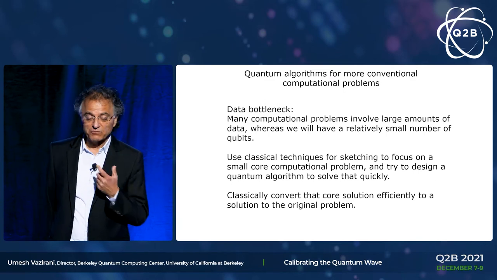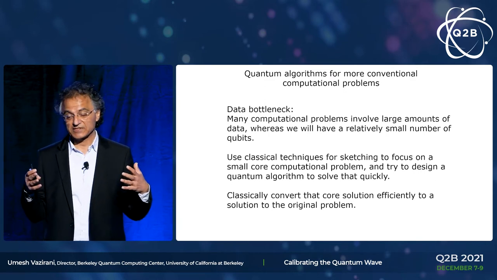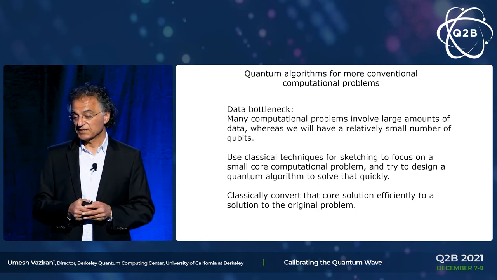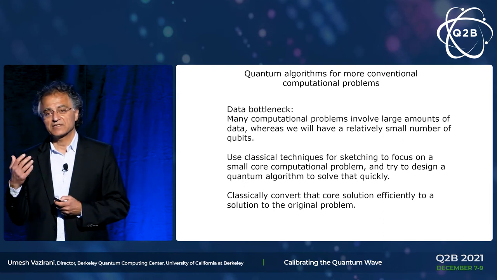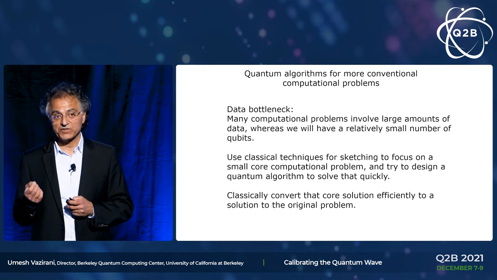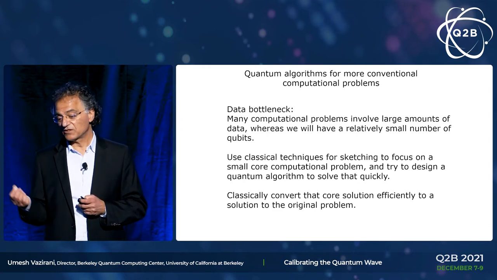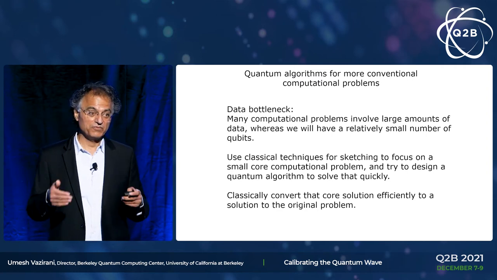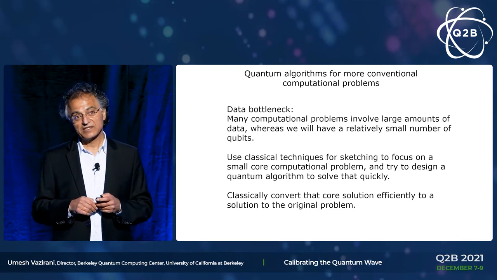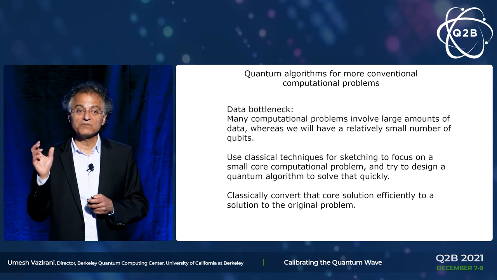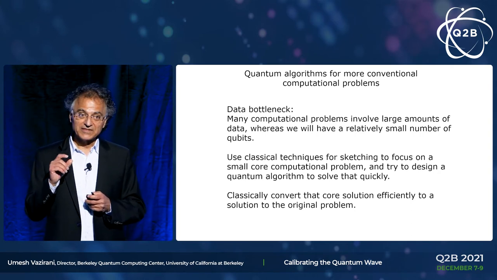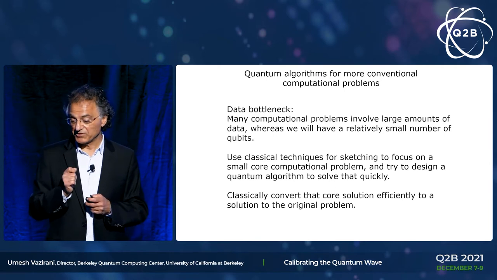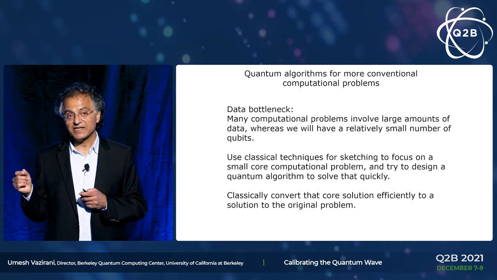Now, I spoke about this data bottleneck in quantum computers in communicating with a quantum computer, and so how does this affect more conventional computational problems? In a standard computational problem, you would expect large amounts of data to be fed into the computer. Whereas for the foreseeable future, we'll have only a small number of qubits in our quantum computer. And so there's a first step that we have to do before we can even get started on a quantum computation, which is using classical techniques for sketching.